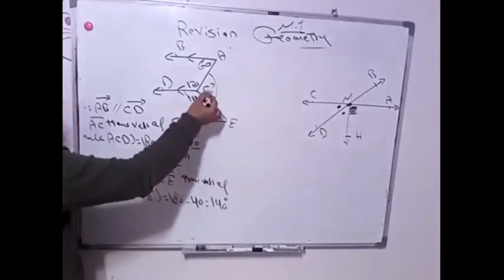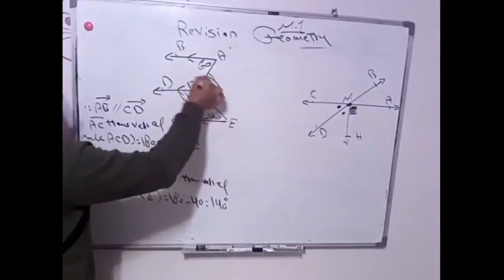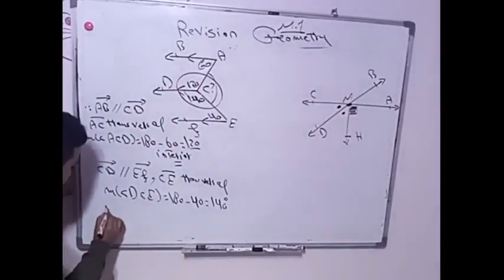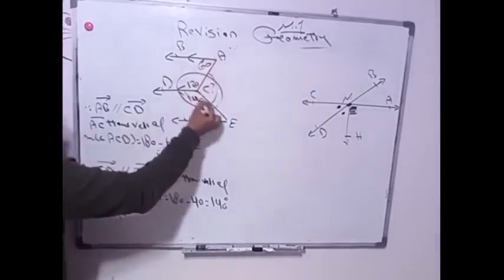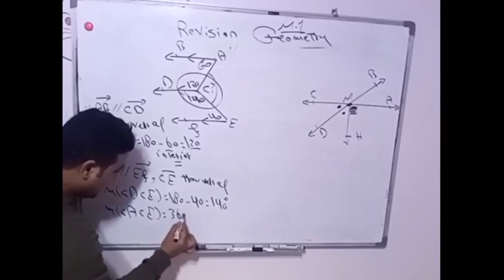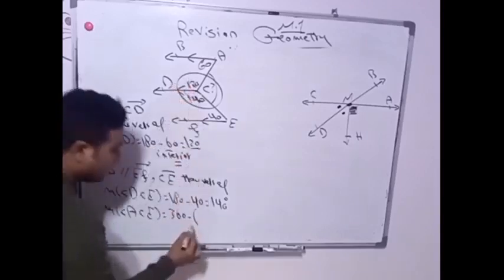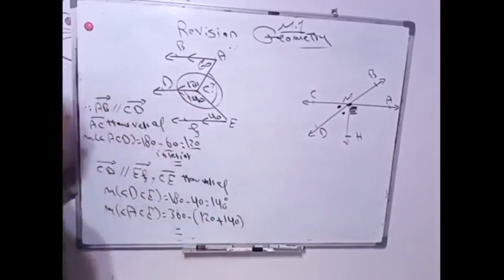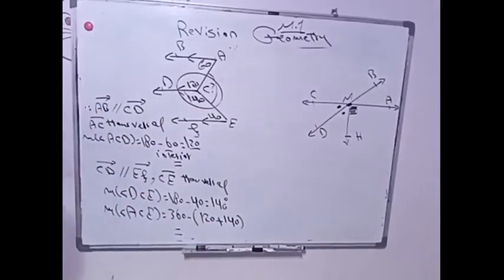I have three angles accumulated at a point. The sum of them is 360. So measure angle ACE equals 360 minus open bracket 120 plus 140. By using your calculator you can get your angle.